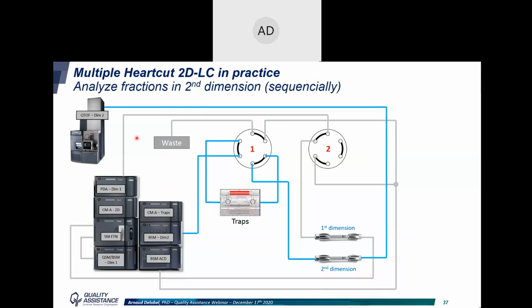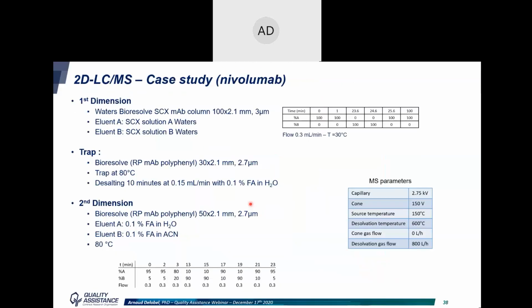And once you have analyzed your first fraction, you do exactly the same with your second trap column to analyze your second fraction. So here is a case study on nivolumab by 2D LCMS. The first dimension is a BioResolve SCX column, and we use a pH gradient with the commercial pH buffers from Waters. The trap column is the BioResolve RP column, a 3 centimeter column.